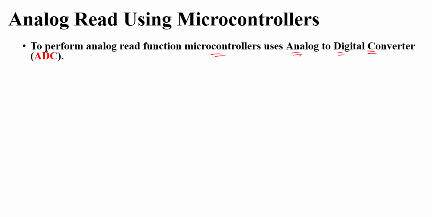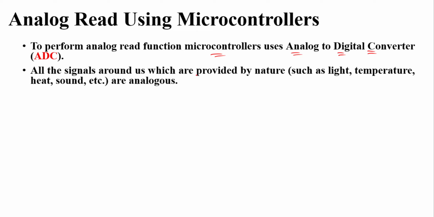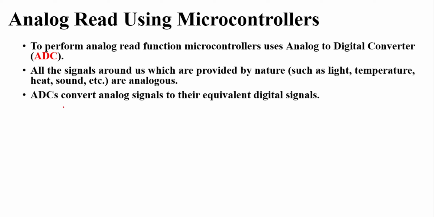Now the question is, what is an analog signal? Analog signals are signals which are provided by nature. So all the signals that we receive from nature, such as light, temperature, heat, sound, flow of water, current, everything. Whatever is provided by nature is analogous in nature. Now, these analog signals are received by the ADC and they are then converted to digital signals. And for that we use the peripheral ADC.